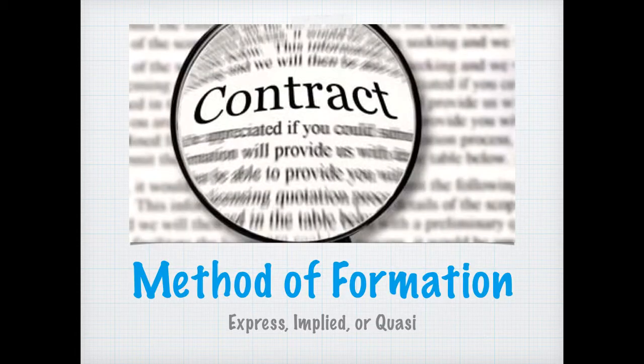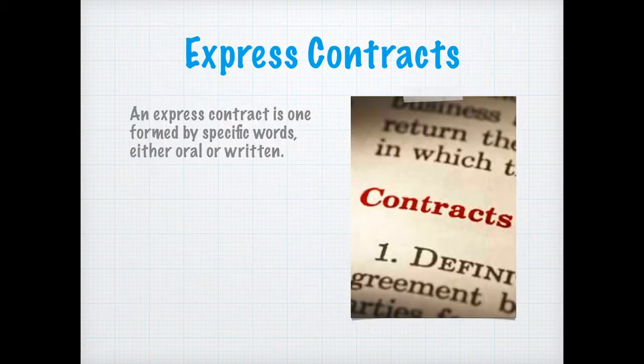So how do you form a contract? Well, there's three different ways. There's express, implied, or quasi. An express contract is one that is formed by specific words, and it's either oral or it's written. Very simple, right? It's what we all know. Either you spoke the words or you wrote them down.